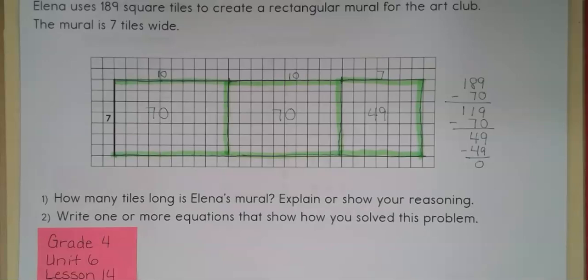Then when I add up all the partial quotients, those partial side lengths for the missing side, I get 27. So that means that 189 divided by 7 is equal to 27. So the length is 27 tiles.